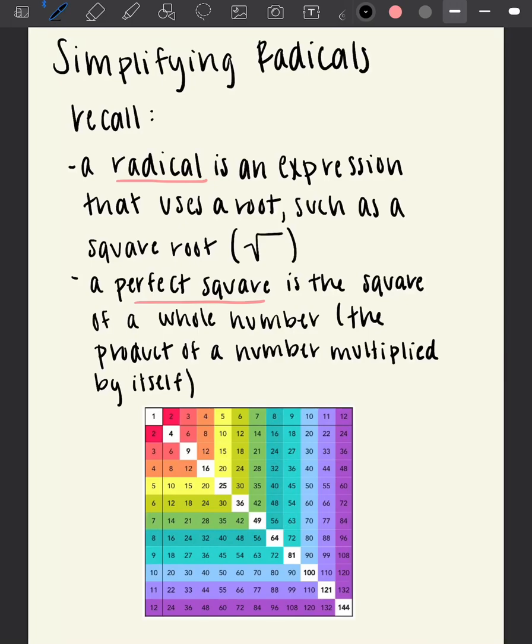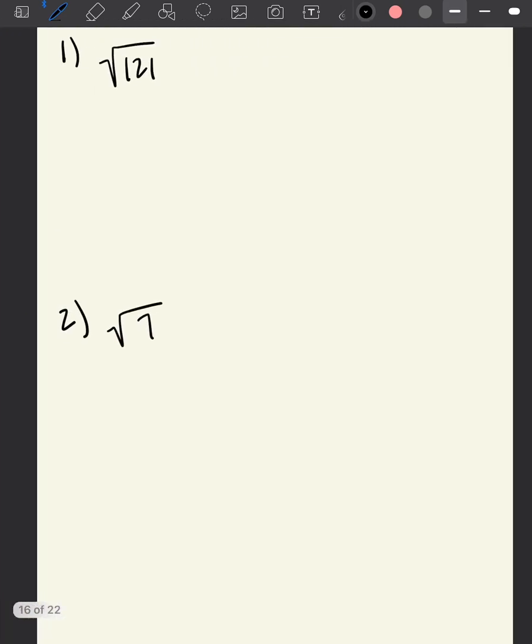Hey everyone, in this video we will talk about how to simplify radicals. So recall that a radical is an expression that uses a root, such as a square root, and a perfect square is the square of a whole number, which is the product of a number multiplied by itself.